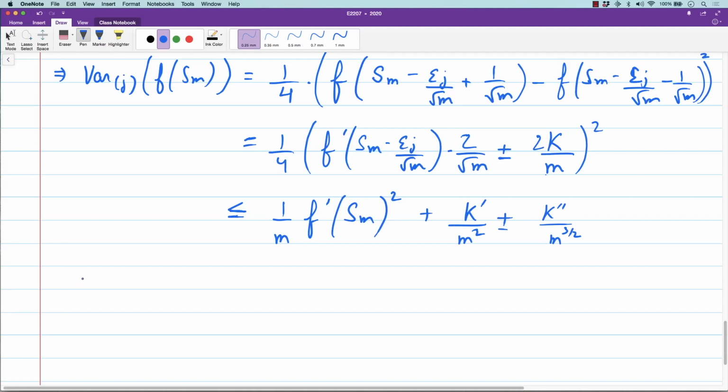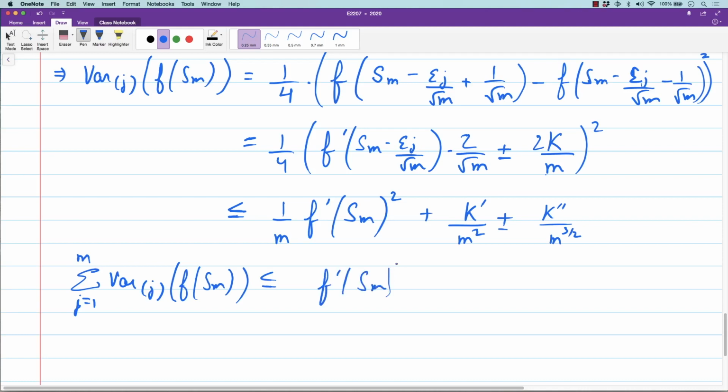The important point is that when you sum over this j from 1 to m and look at the variance of j of this f of sm, this is less than or equal to the first term, which is just f prime sm square, since you have multiplied with m. All the other terms, I'm just putting some constant here. So this is the dominating term. Therefore, you can take expectation, which implies the variance of f of sm, this is what we had here.